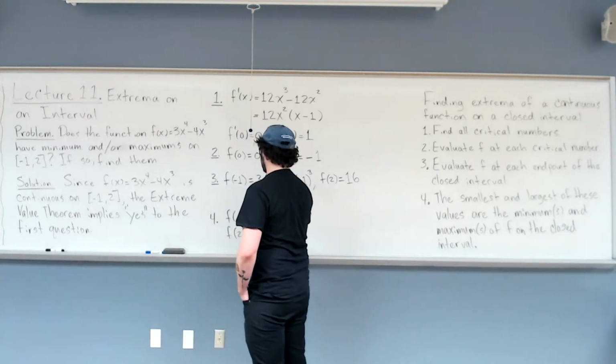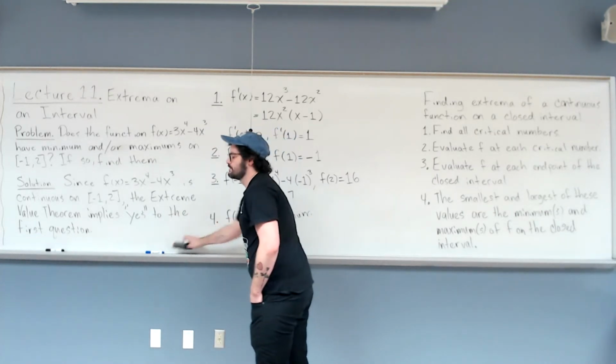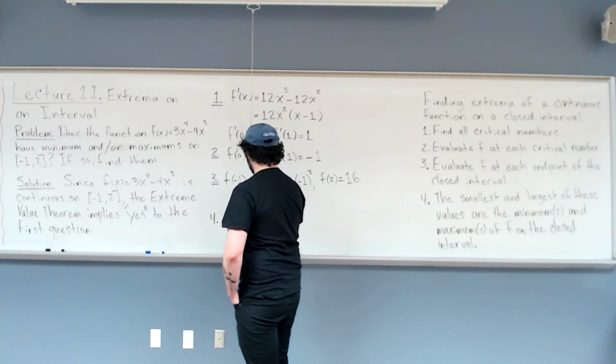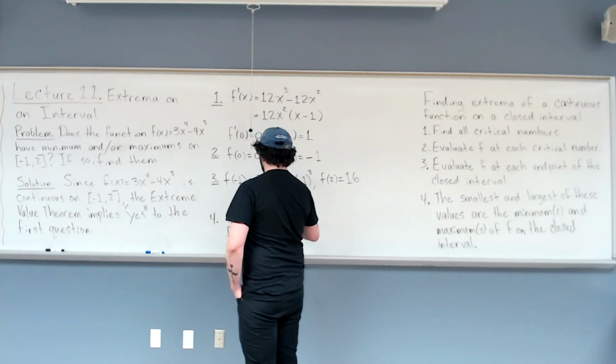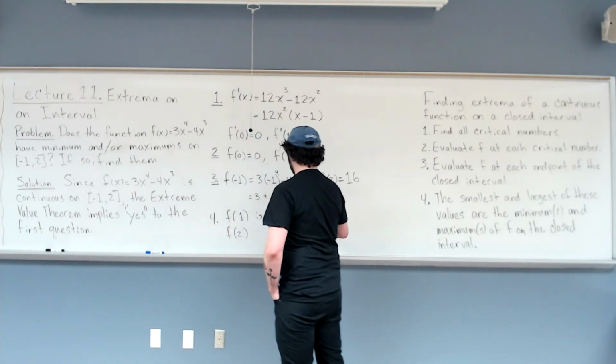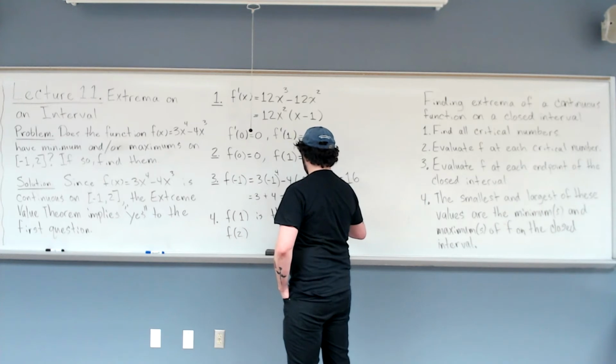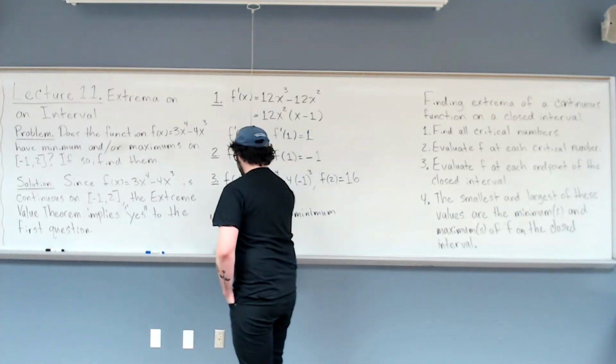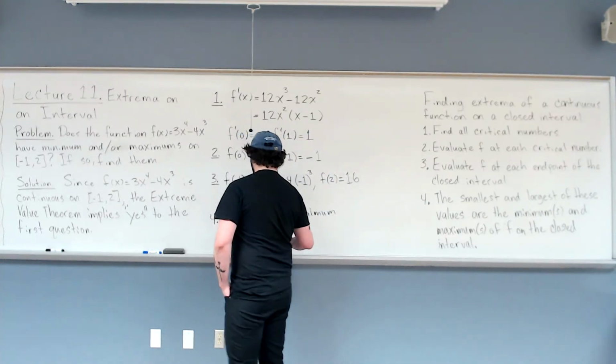I don't like that arrow. I'm just going to write with words. I like to be clear. The arrow isn't clear. f of 1 is the minimum. And f of 2 is the maximum.